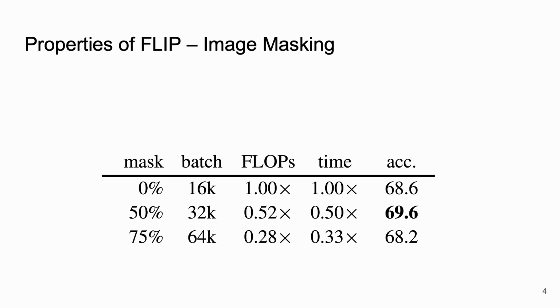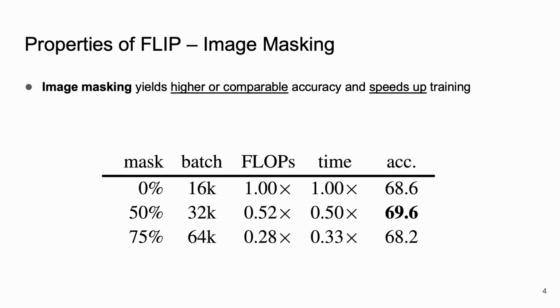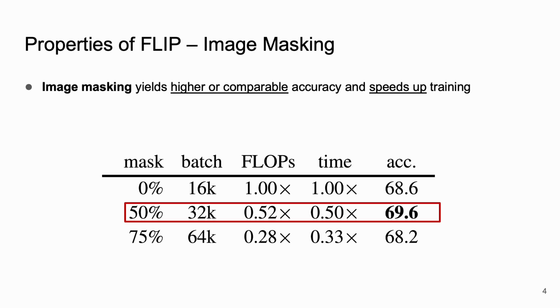Now let's look at some properties of FLIP from some ablation studies. This table shows the effects of different masking ratios. The entries here are under a similar memory constraint. As we can see, image masking yields higher or comparable accuracy and speeds up training. For example, with a 50% masking ratio, it reduces half of the training time with an additional 1 point gain.